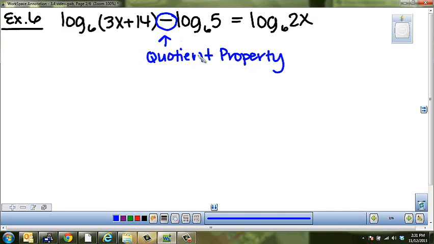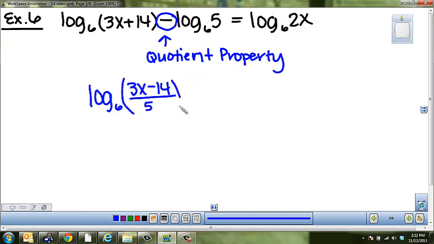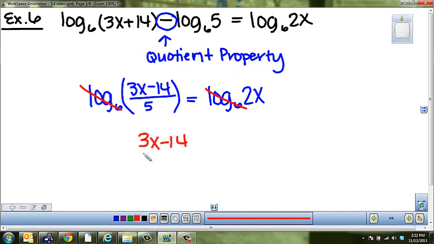So remember, quotient property says when it's expanded with subtraction, you can condense it into division. So log base 6, and then the positive term is your numerator, and the one being subtracted, or the negative, this is your denominator. And nothing changed on the right side of the equation. Okay, so now we're to where we were on example 5. We have log base 6 on each side, and we can just set these values equal.